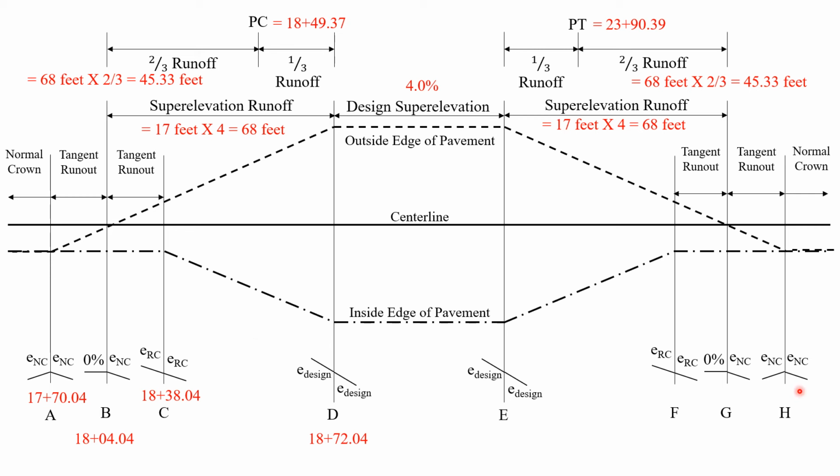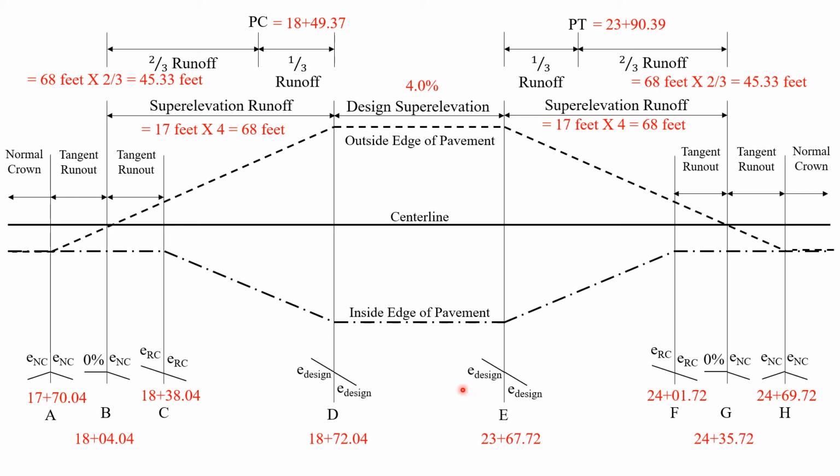Now moving to the other side of the curve on the PT side, we can find our adverse crown removed station on that side, which is point G. We're going to add 45.33 feet to our PT station of 23 plus 90.39. Then we're going to go 34 feet over to get our point H, 24 plus 69.72. We're going to go earlier 34 feet to get from G to F. That'll give us a station of 24 plus 01.72. And finally, our last point of the design super elevation, point E, is 23 plus 67.72, which is again 34 feet earlier than point F.